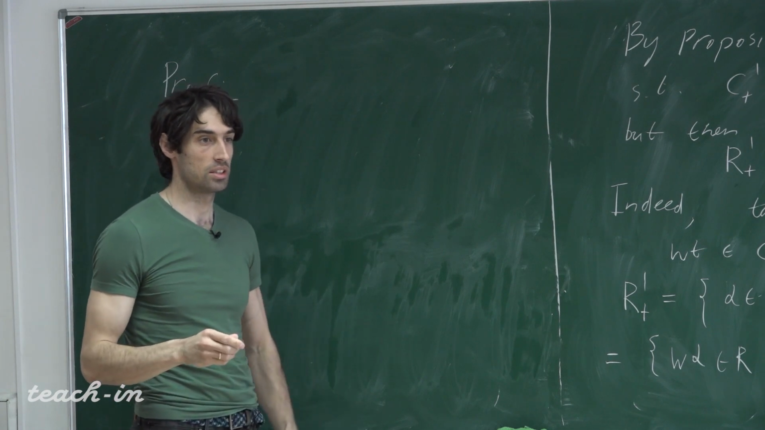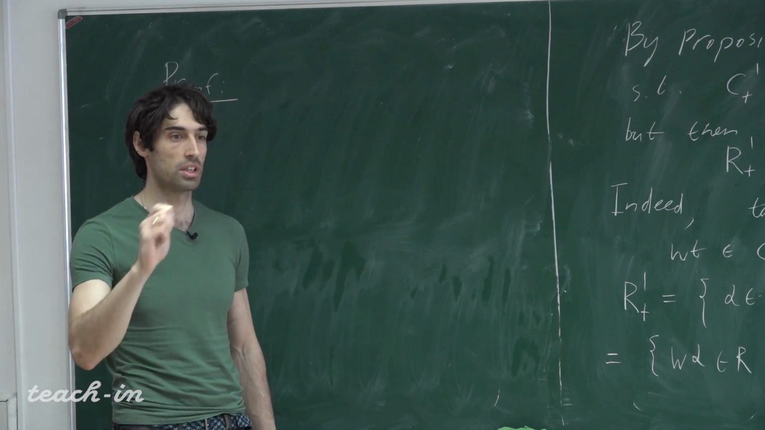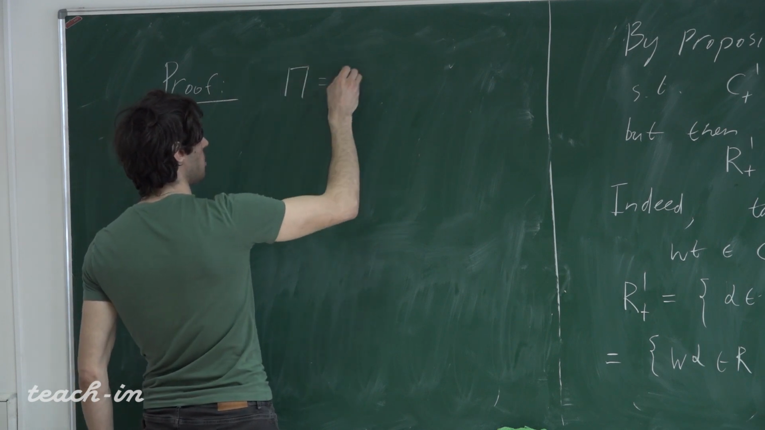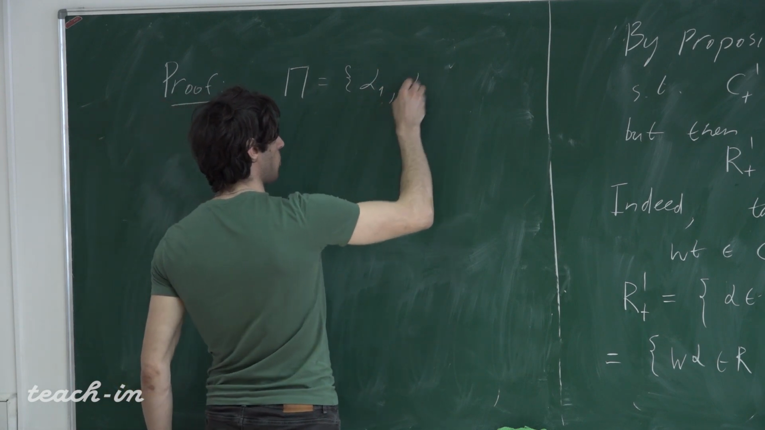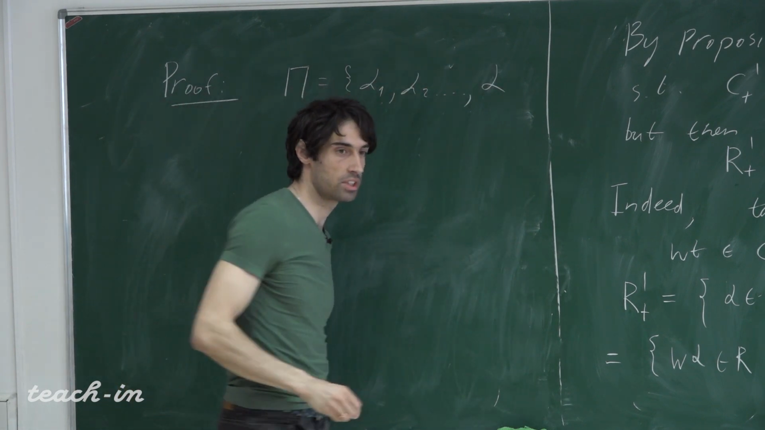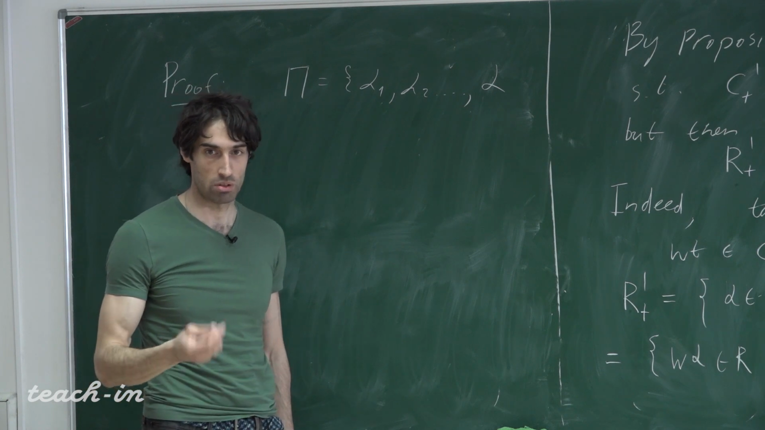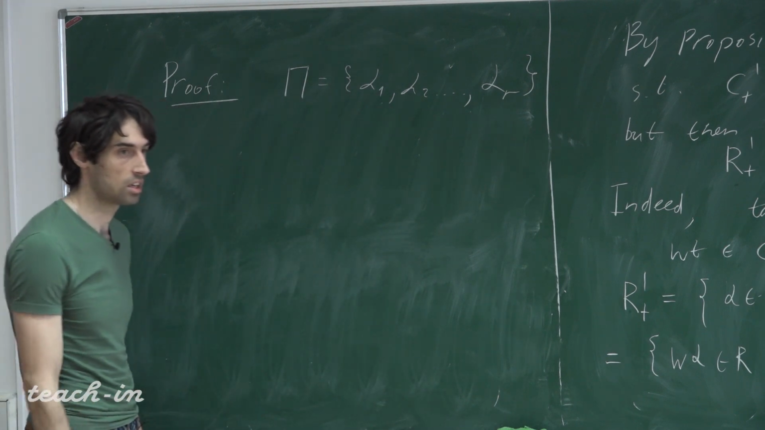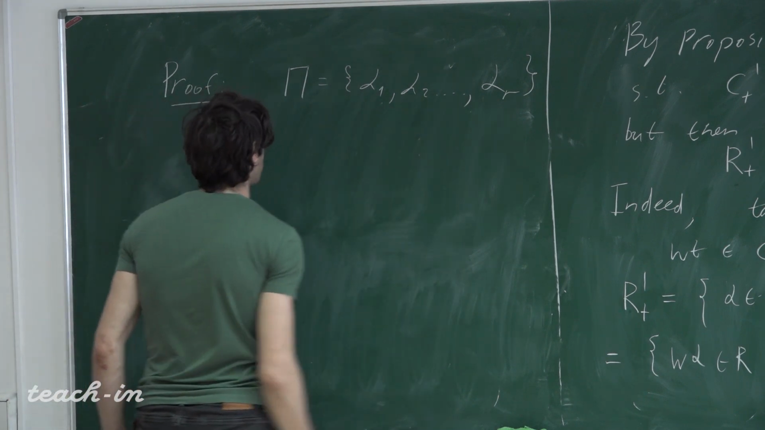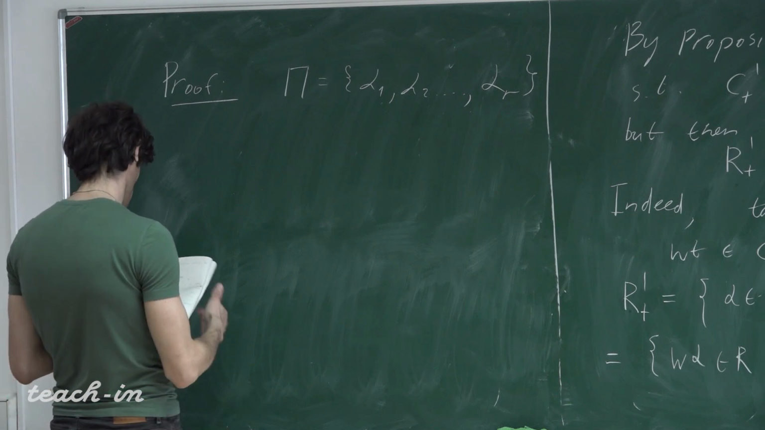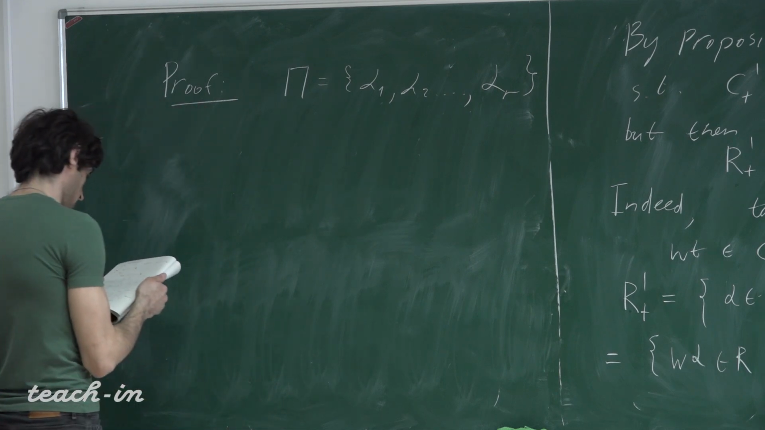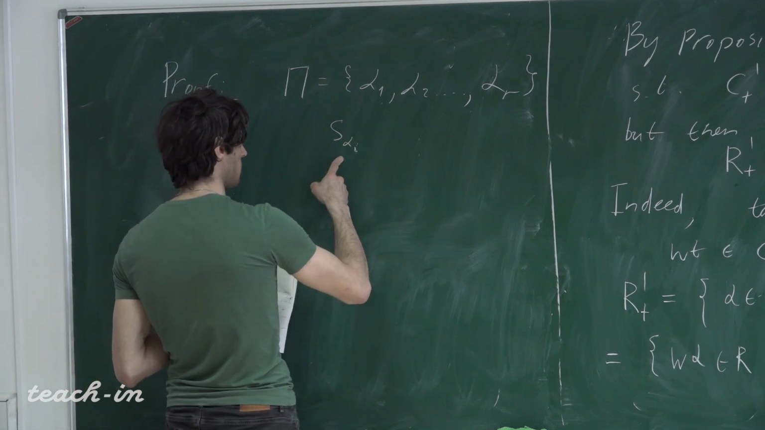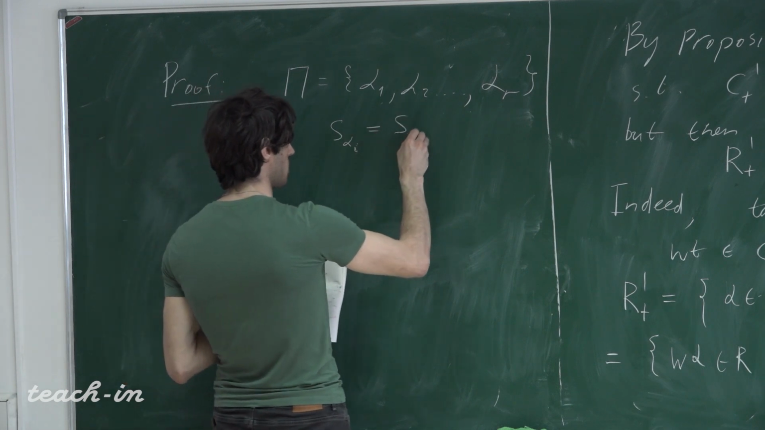Let me list all the simple roots. So let pi be alpha 1, alpha 2, and so on. I have some number of them, and this number is actually the dimension of E. It's also called the rank of the root system, and I denote it by r here. Also let me denote s_{alpha_i} just by s_i.